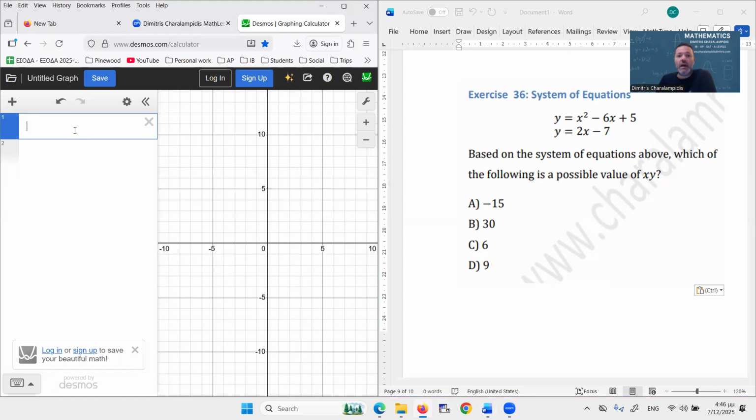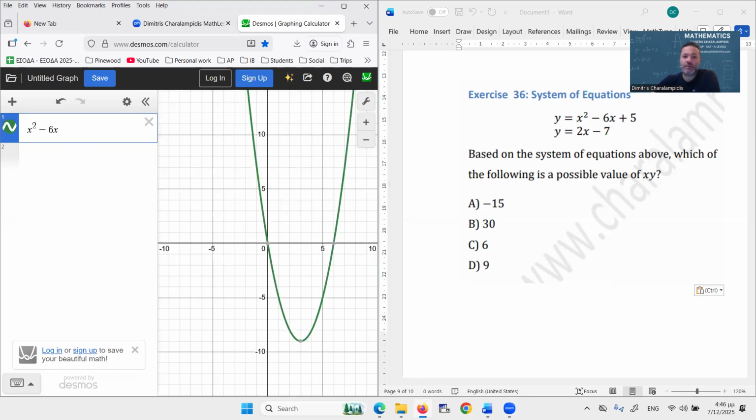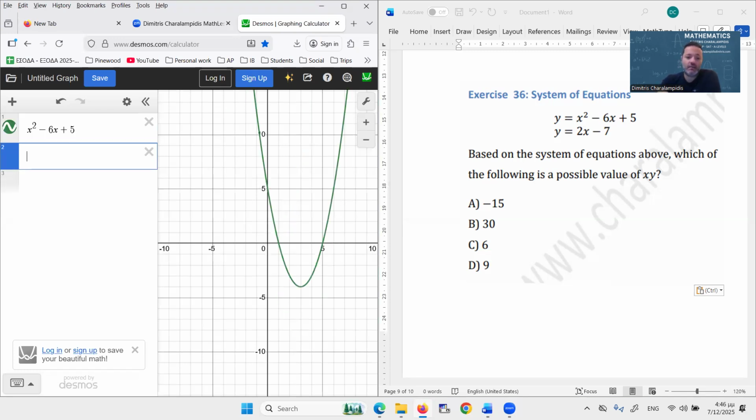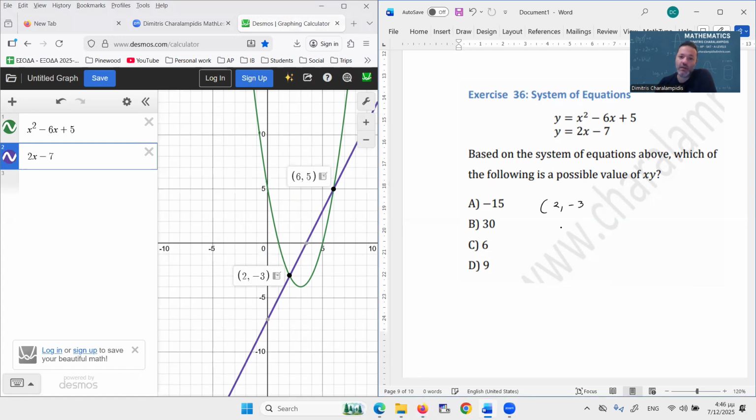Here it is. I need to find the solutions of a system, so I'm going to plug in the two equations involved. One is x squared minus 6x plus 5, and the other is 2x minus 4 minus 7. The solution to a system is the set of common points of intersection. These two intersect at (2, -3) and at (6, 5).